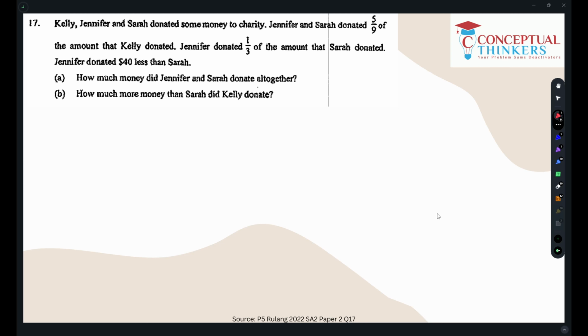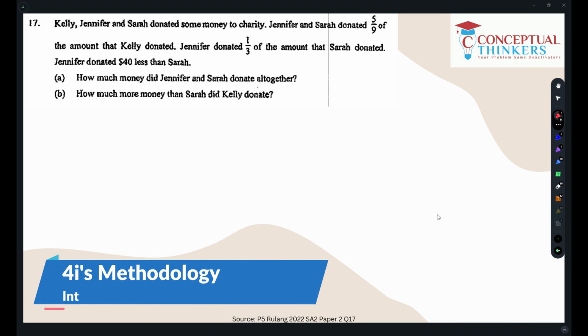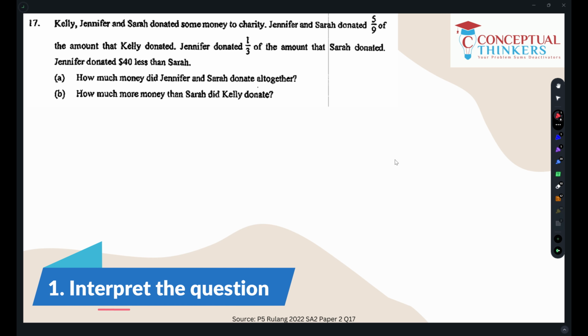Okay, this is P5 Rulang 2022 SA2 Paper 2 question 17. So I'll be using our Center 4I methodology to solve the question. So let's start with interpreting the question.